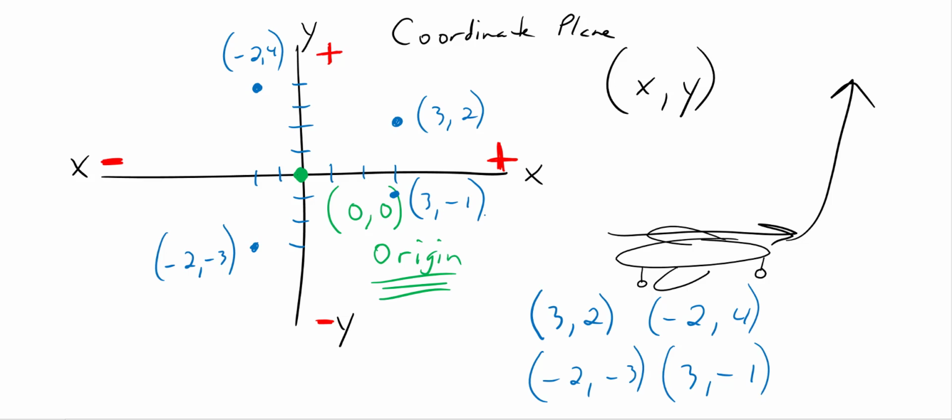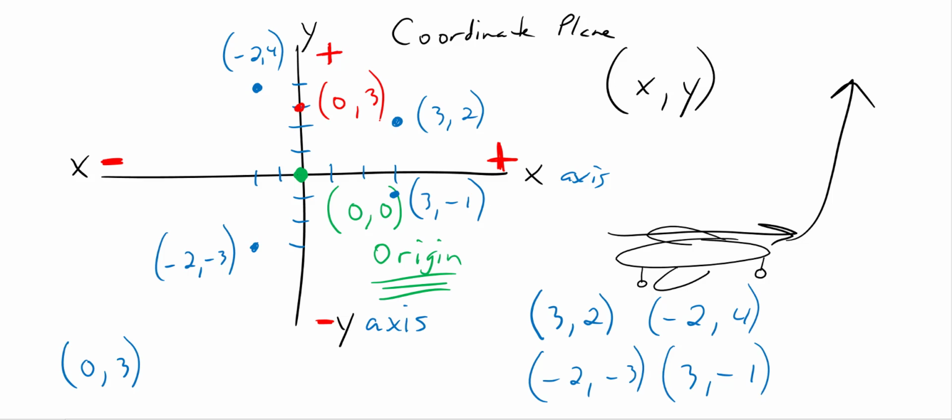If we're on one of the axes, this is the x-axis and this is the y-axis, that's going to be a 0 for that coordinate. For example, if I said graph 0, 3, that's 0 in the x direction and 3 in the y direction. So 1, 2, 3. This would be 0, 3.